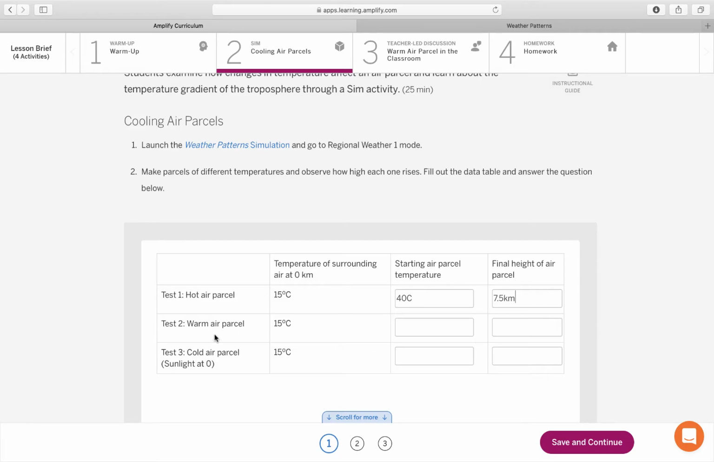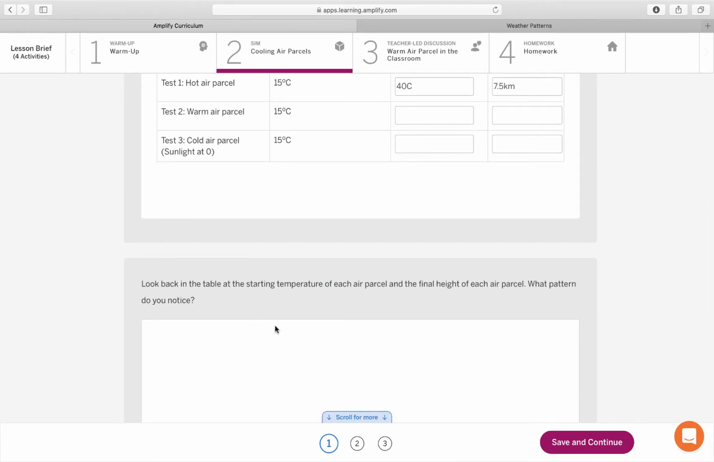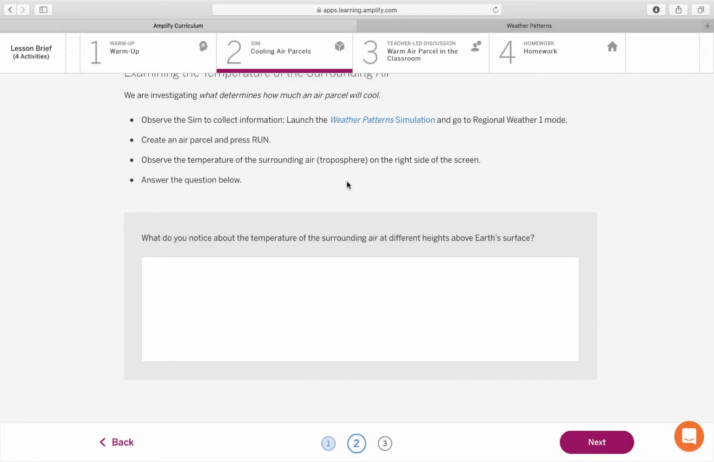You are going to do test 2 and test 3 by changing the amount of sunlight, and then you're going to answer this question back here that says, look back in the table at the starting temperature of each air parcel and the height of each air parcel. What patterns do you notice? Remember, science is all about patterns. So go ahead and do test 2 and test 3 and answer the question looking for a pattern that you notice.